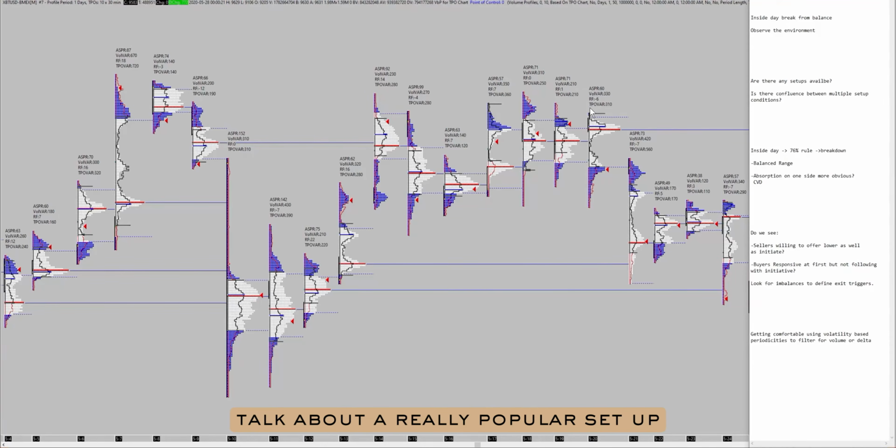All right, everyone. So let's talk about a really popular setup that you're hopefully going to be able to take quite often. And through the use of something like a TPO chart, you'll get a more clear understanding of what levels you should most specifically be paying attention to versus just looking at something like a candlestick chart, where this trade also is available as well. So what we're talking about is an inside day break from balance.